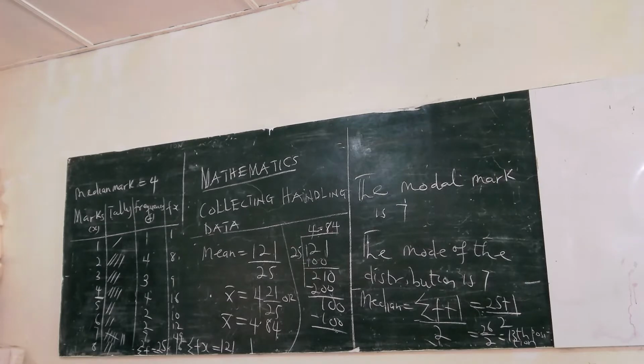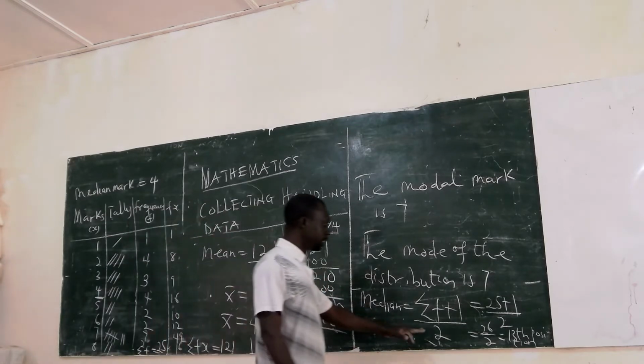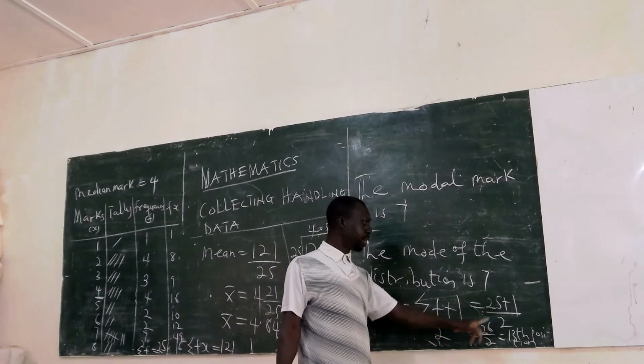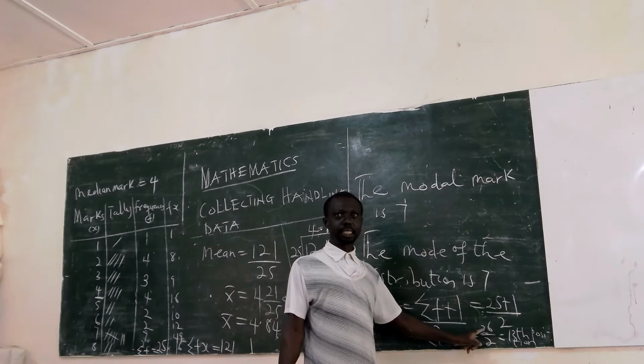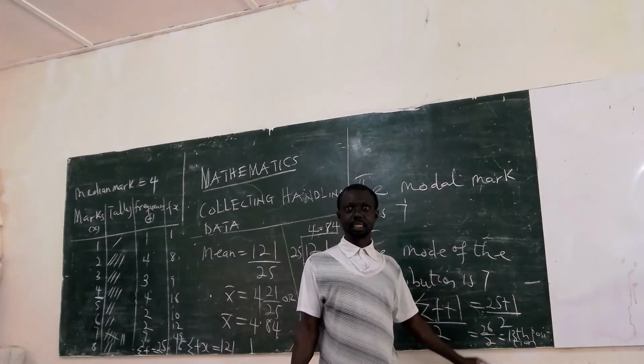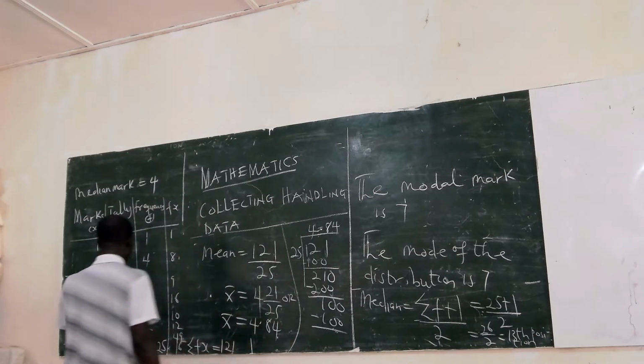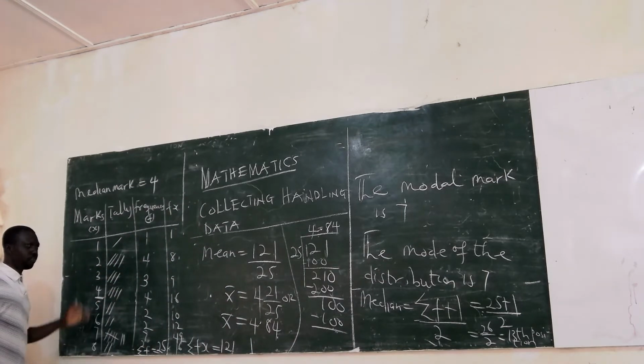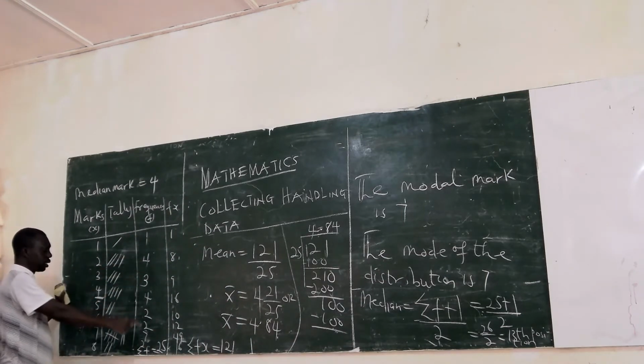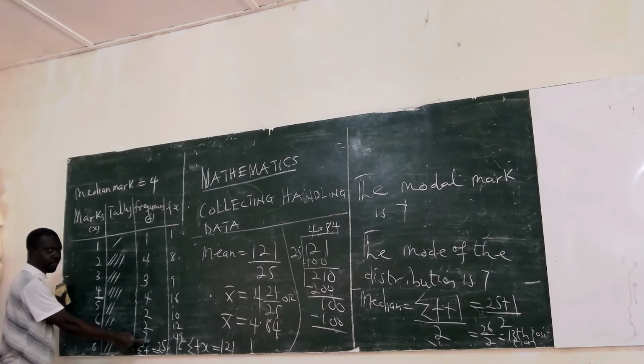They are multiples of 2. So the formula is sigma f plus 1 divided by 2. That gives us 26, and 26 divided by 2 gives us 13. When we get the 13, you go back to the table and add the frequencies to find the median mark. So here, 2 plus 7 gives us 9.